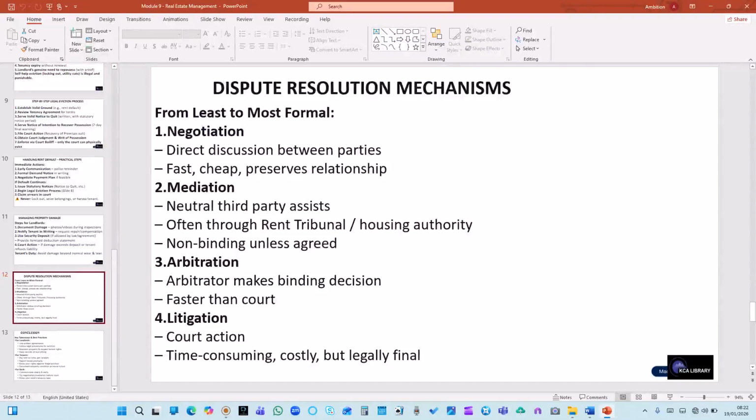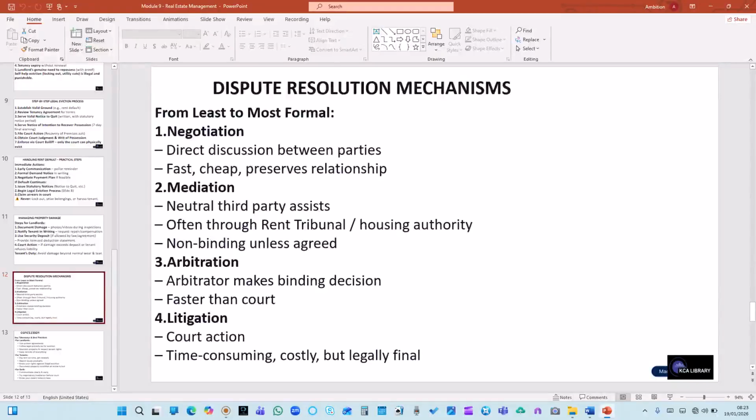Then number two approach is mediation. Mediation involves a third party to assist, which is often through rent tribunals or a housing authority. It is usually non-binding unless agreed. So this is another method for dispute resolution. Then number three mechanism is arbitration. Arbitration involves the use of an arbitrator who makes a binding decision. This method is faster than court.